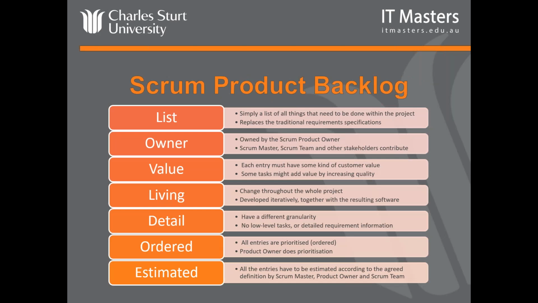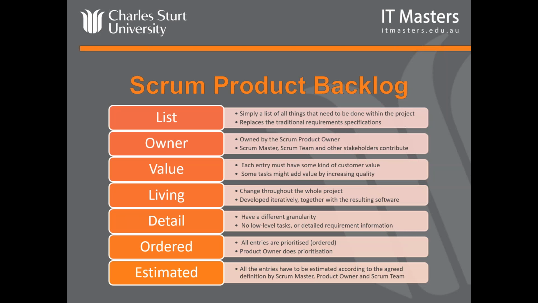So the Scrum product backlog is basically a list of all the things that need to be done within the project, and it can be seen as a replacement for the traditional requirement specification artifacts that you might have seen on a non-agile project. Items on the backlog can be of a technical nature or be user-centric, but they must always add value for the customer.